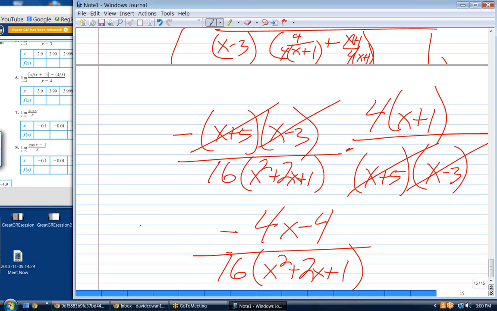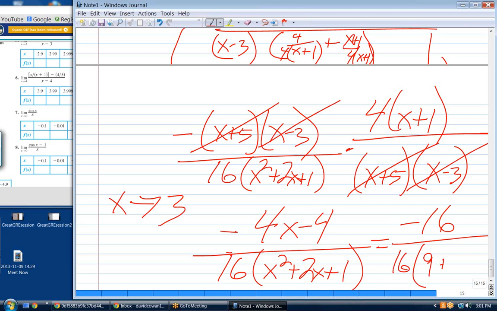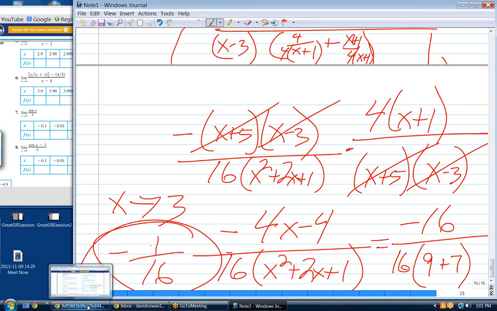3. So as x goes to 3, the numerator goes to minus 12 minus 4, that's minus 16. The denominator goes to 16 times 9 plus 6 plus 1, 9 plus 7. So our answer should be minus 1 over 16, which is what she got. Thank goodness. That's one of the harder ones I've seen in terms of limit problems.